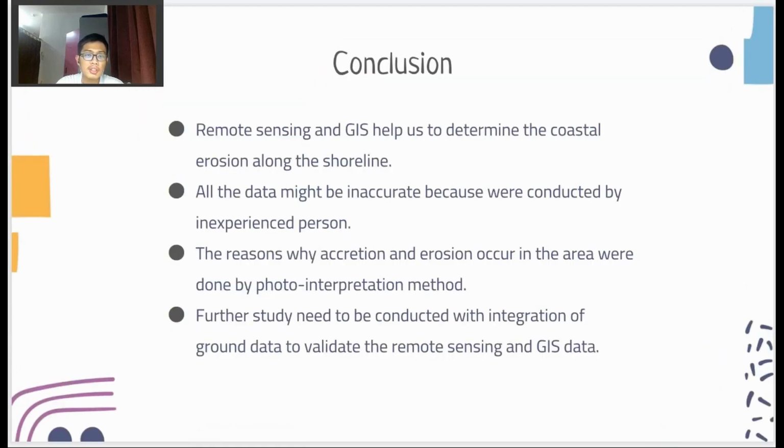So as a conclusion, remote sensing and GIS help us to determine the coastal erosion along the shoreline. All the data might be inaccurate because it was conducted by an inexperienced person. The reasons why accretion and erosion occur in an area were determined by the photo interpretation method, so it is prone to human error. So further study needs to be conducted with integration of ground data or field data to verify whether the remote sensing and GIS data is true.